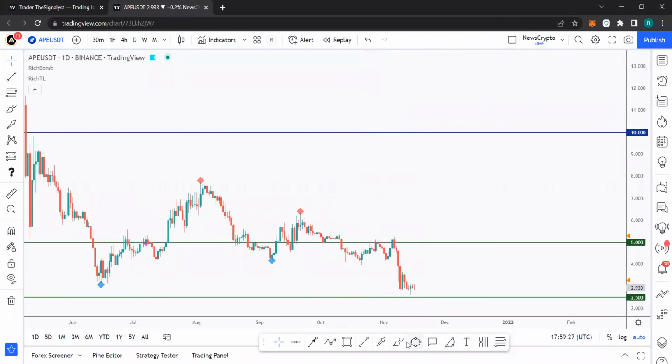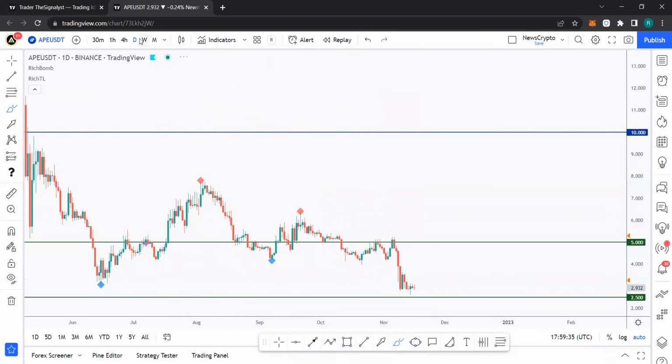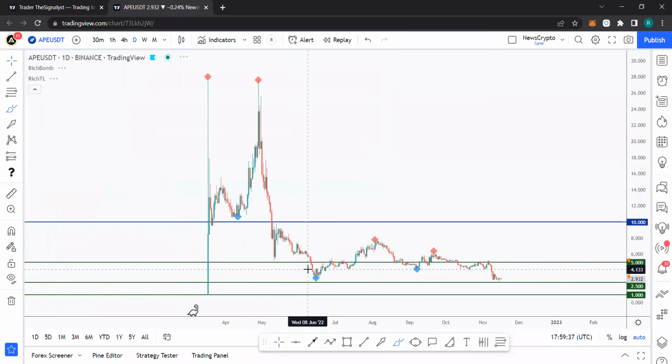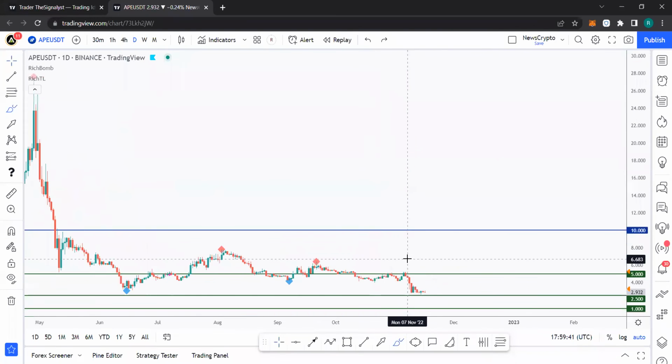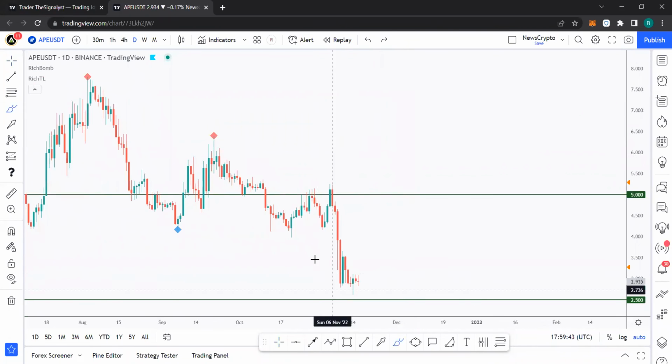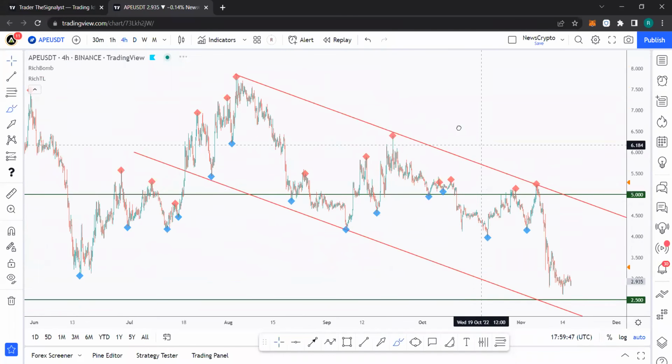On Ape, we have been overall bearish, of course, just like the market. Impulse correction, impulse correction, and we are currently here. Now we are approaching the previous low, which is around 2.5 to 3. And we can draw a channel, which we can see even better from the H4 time frame.